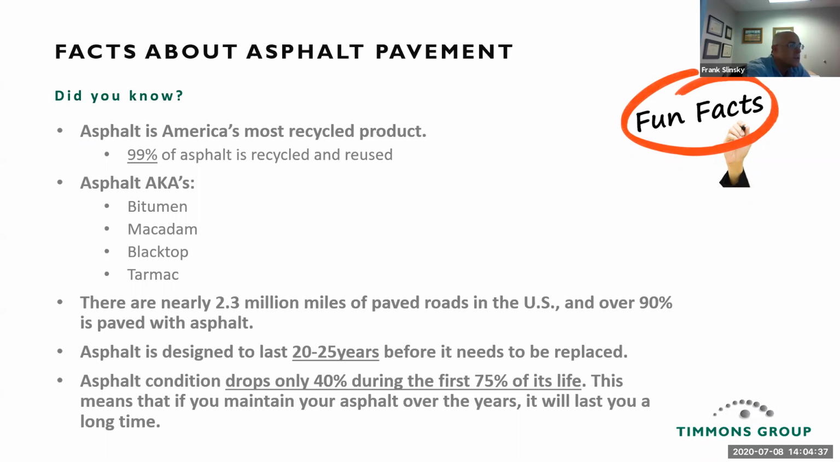Asphalt is designed to last 20 to 25 years before it needs to be replaced. And asphalt condition drops only 40% during the first 75% of its life. This means that if you maintain your asphalt over the years, it'll last you a long time.